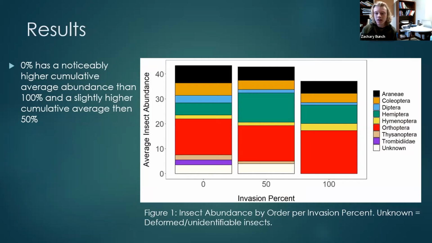Moving on to our results, in figure 1, we have invasion percent on the x-axis with the abundance of each insect on the y-axis. As shown in figure 1, average total insect abundance is highest at the 0% level and lowest in the 100% level. Each color represents a different order, which is a taxonomic classification above families. You can see the most visibly abundant order is Orthoptera, which includes numerous families of grasshoppers, locusts, and crickets. Arachnida is also a major order and includes families of spiders. Hemiptera is also a very important, major order as a driver of plant herbivory along with Orthoptera.